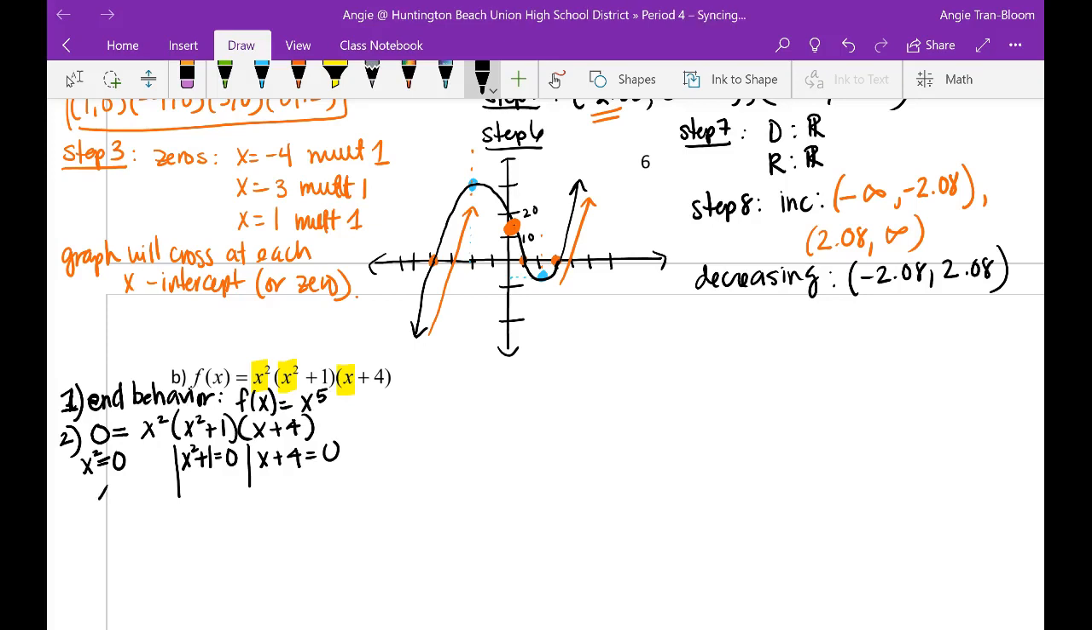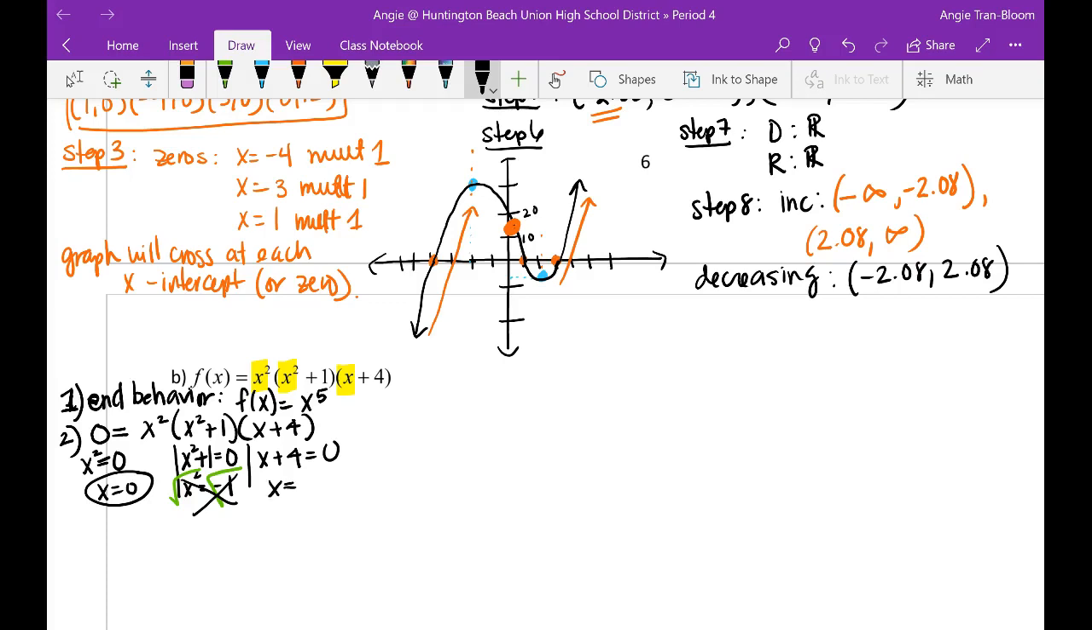x squared equals 0, meaning that x has to be 0. Okay? x squared plus 1 equals 0. So x squared equals negative 1. Subtract 1 from both sides. What you need to do now is take the square root. Okay? Well, when you take the square root, whatever's under the square root or the radical can't be negative. So there is nothing here. There is no x-intercept at that particular location. Now, x-intercept means it has to be a real number, okay? Because if it's not a real number, it's not going to cross over the x-axis. So when you're looking for x-intercept, it has to be a real number.